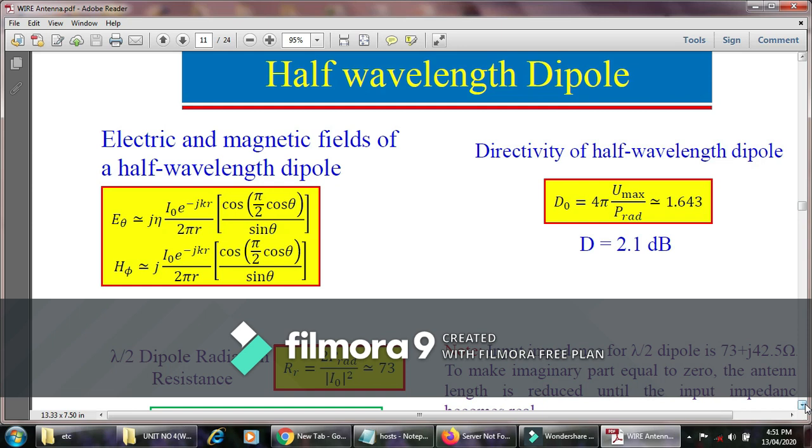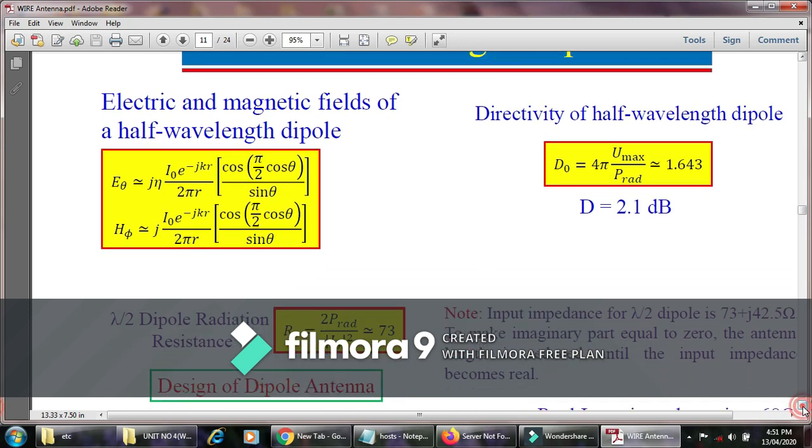Whatever this equation represents, the electric field is in the form of the theta component and the magnetic field is in the form of the phi component. Based upon that, we have calculated for the half wave dipole antenna the directivity, which is calculated using the formula 4 pi upon U max upon P radiation, and which is approximately equal to 1.643. Because of that, in the case of the half wave dipole antenna, the radiation resistance is calculated, which is equal to twice the radiated power divided by the square of the total current flowing through the antenna, and its value is approximately equal to 73.